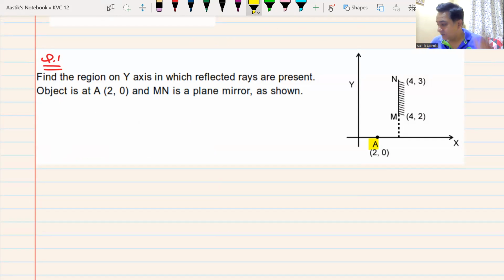And the plane mirror is kept like this. Where is the field of view on the y-axis? Remember, y-axis. So at what all points can you see the image on the y-axis? You'll have to remember simple things that we have studied. I hope you have seen the diagram. Can you get me the answer for this one?